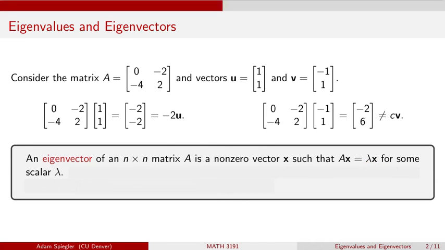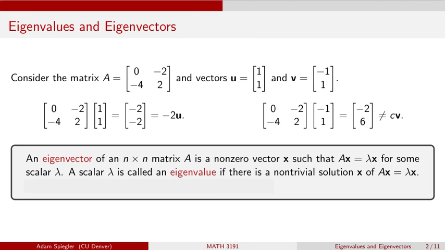So in this case, we would say the vector 1, 1 was an eigenvector of this matrix. The vector -1, 1 is not an eigenvector of matrix A because we don't have this behavior that A is acting on this vector by multiplication by a scalar. The scalar lambda is called an eigenvalue if there is a non-trivial solution x to the equation Ax equals lambda x.